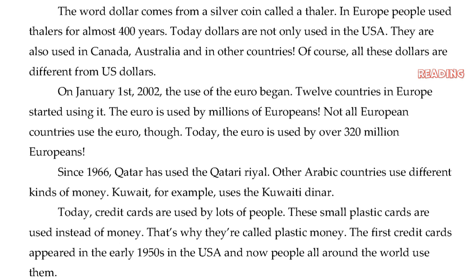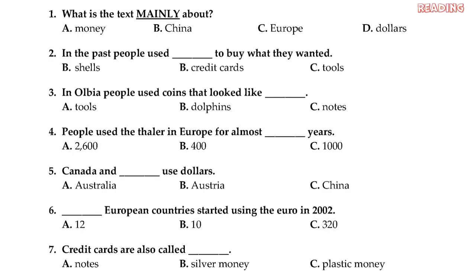Since 1966, Qatar has used the Qatari rial. Other Arab countries use different kinds of money. Kuwait, for example, uses the Kuwaiti dinar. Today, credit cards are used by a lot of people. The small plastic cards are used instead of money. That's why they are called plastic money. The first credit cards appeared in the early 1950s in the USA, and now people all around the world use them. So that was a passage that was talking about money.